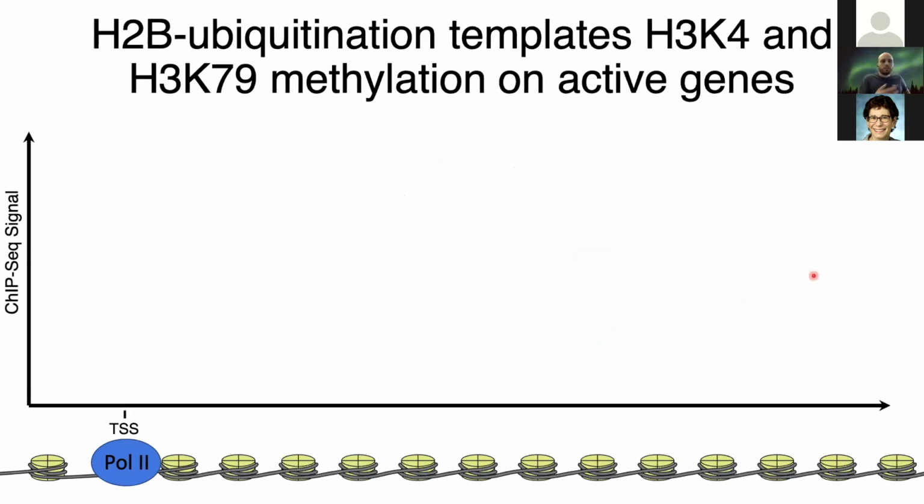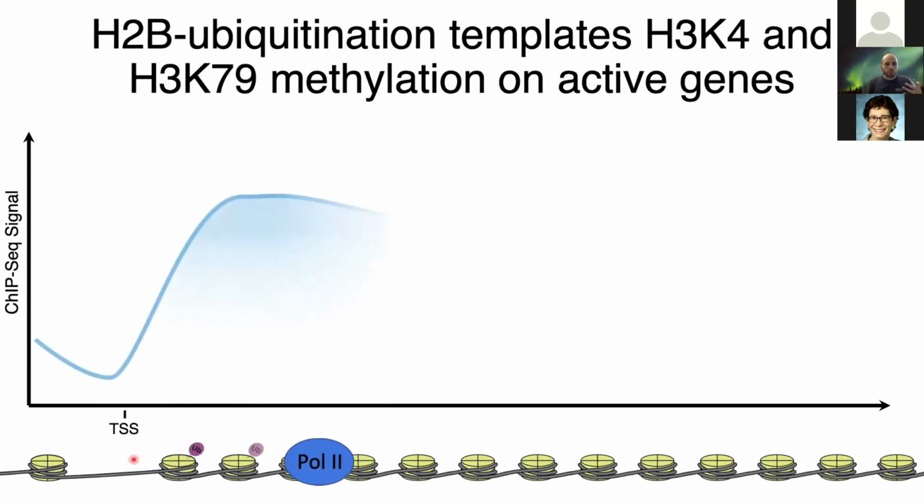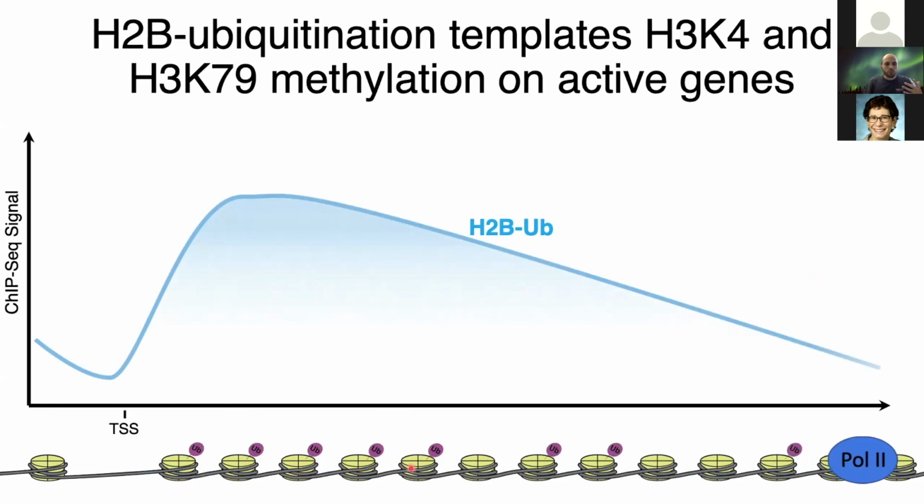So in addition to stimulating the deposition of H3K79 and H3K4 methylation, H2B ubiquitination also directly templates these methyl marks onto active genes. What I have depicted here is the chromatin state of your favorite active gene. We have Pol2 positioned at the transcription start site, ready to initiate transcription. Once transcription occurs, the addition of H2B ubiquitination is believed to occur co-transcriptionally with Pol2.